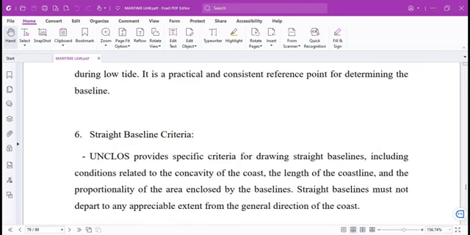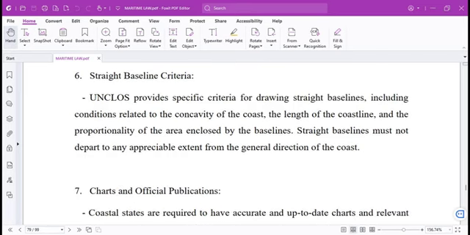You have the straight baseline criteria. UNCLOS provides specific criteria for drawing straight baselines, including conditions related to the concavity of the coast, the length of the coastline, and the proportionality of the area enclosed by the baseline. Straight baselines must not depart to any appreciable extent from the general direction of the coast.